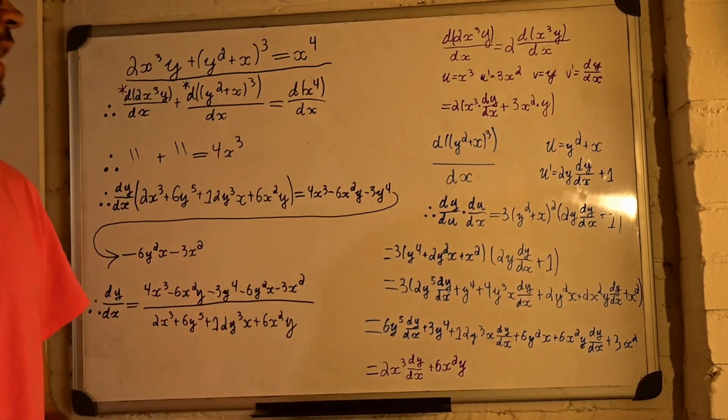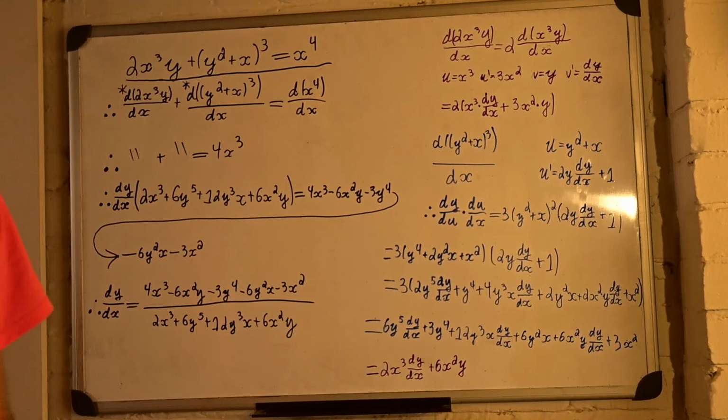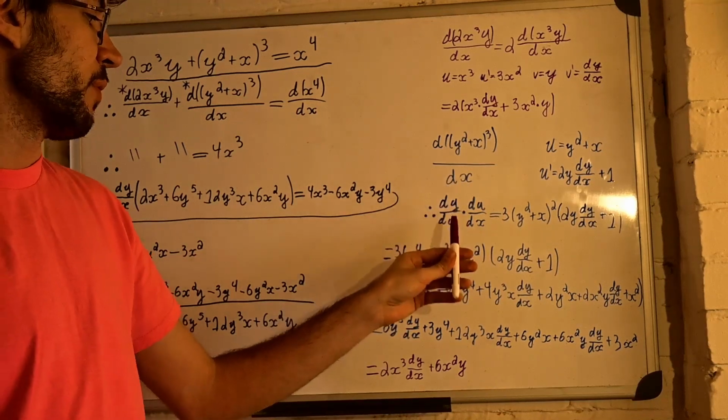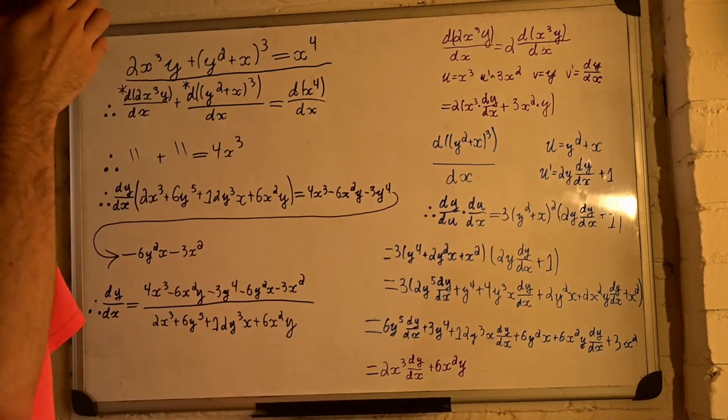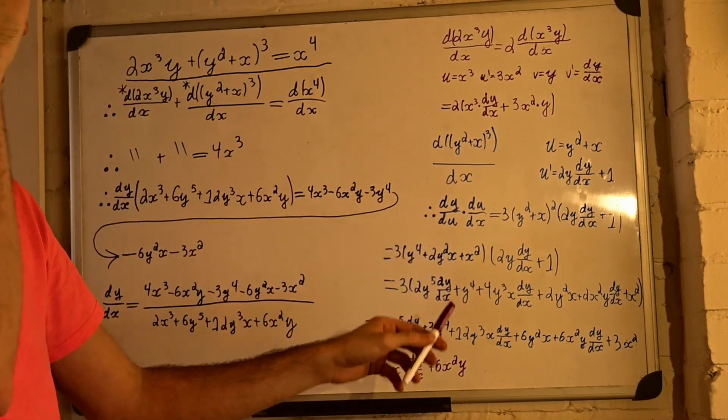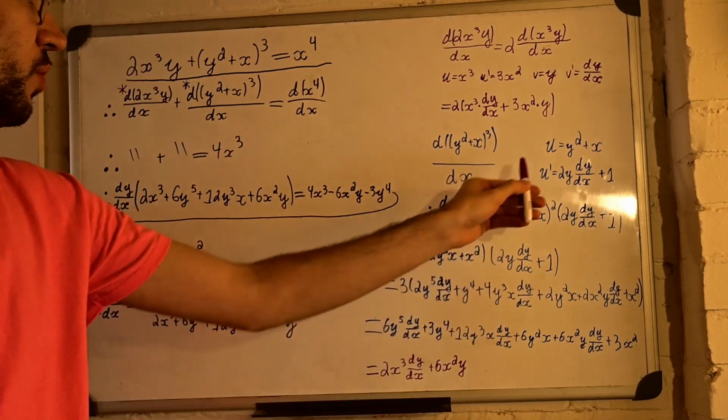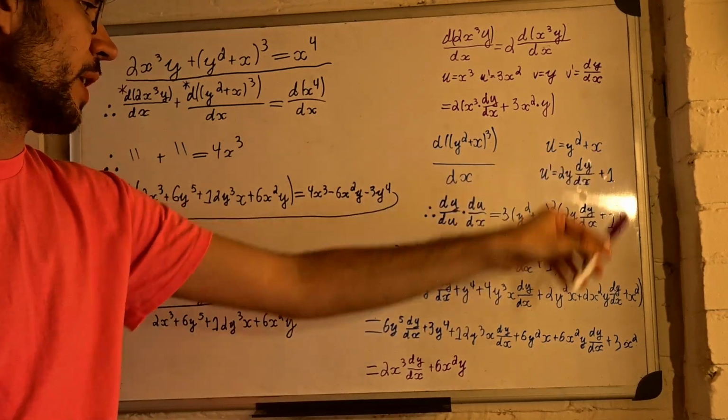And so now that we've done that, we apply the chain rule: the derivative of y with respect to u times the derivative of u with respect to x. Well, the derivative of y with respect to u. So we know what u is: u is y squared plus x.